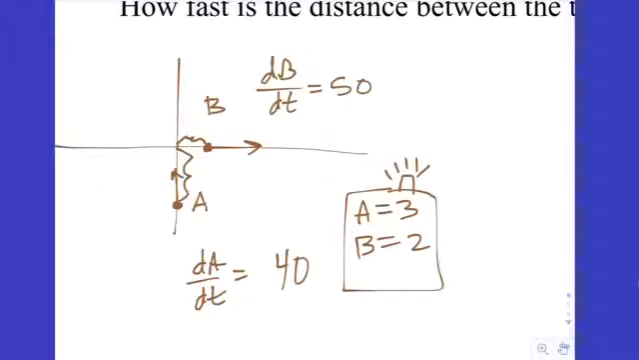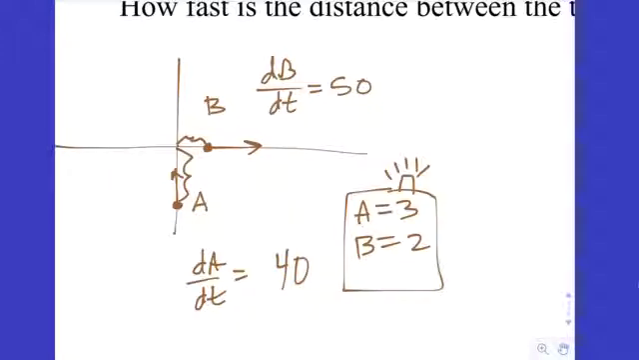Now, before we go and set it up, we need to make sure that our rates are the correct sign. Because all I did is I labeled them as speeds, not velocities. Should dB/dt be positive or negative? Positive. Why? What is happening to B in reference to the stationary point, the intersection? It is increasing because he's moving away from the intersection. The distance B is getting bigger, so dB/dt is positive.